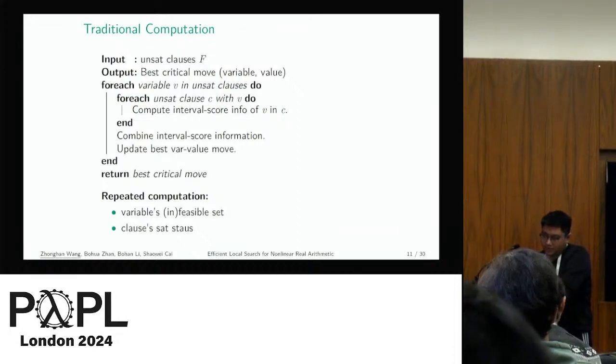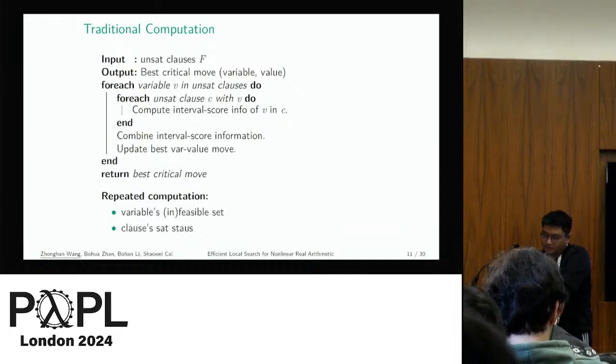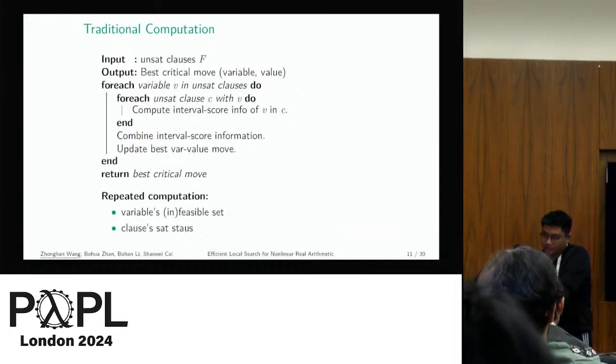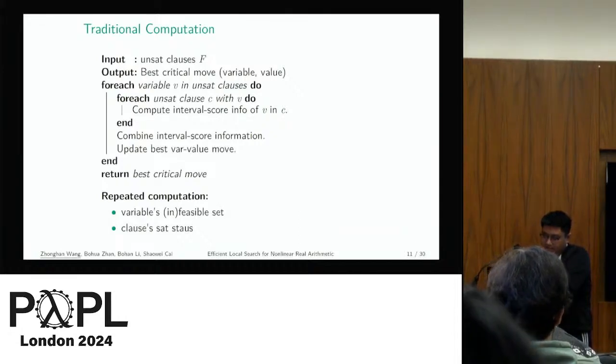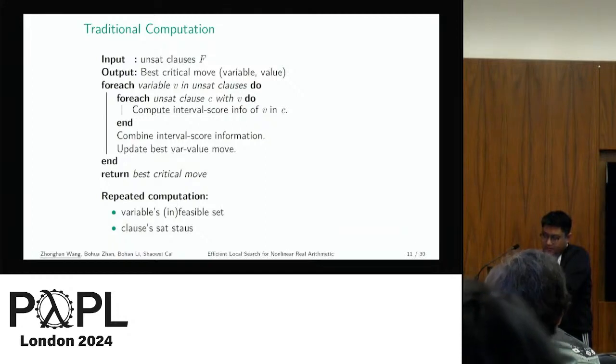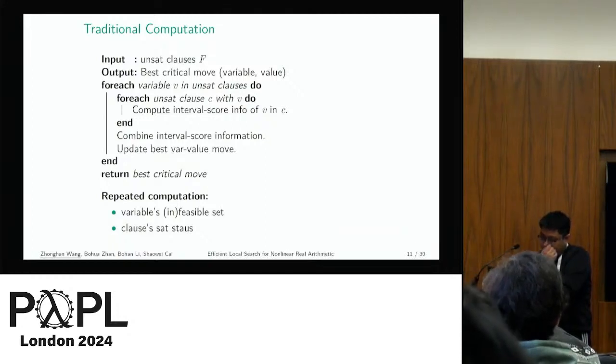But there is some repeated computation. The first one is the variable invisible set. Two steps that are adjacent in the local search share most of the variables' invisible sets in most clauses. And the second one is the clause set status, because in most local search iterations, many clauses keep their set or unset status.